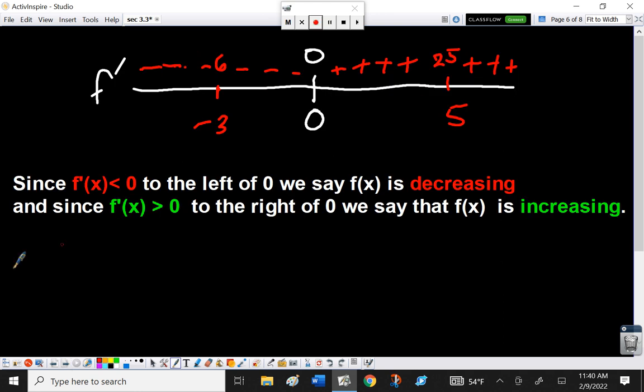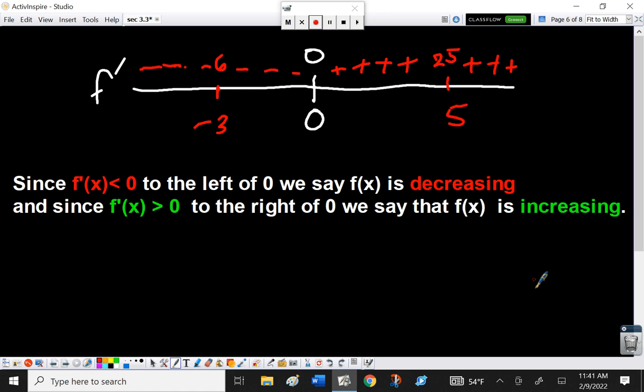Ladies and gentlemen, here's the table again. It's the same table you saw. Since f prime of x is less than 0 to the left of 0, we say that f of x is decreasing. Okay? And since f prime of x is greater than 0 to the right of 0, we say that f of x is increasing.